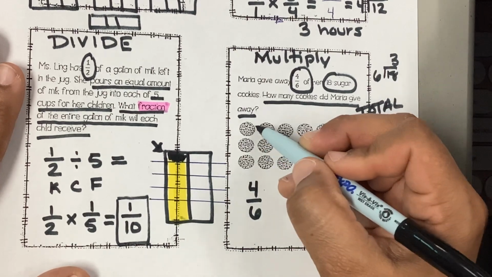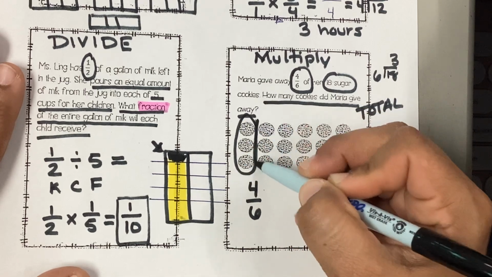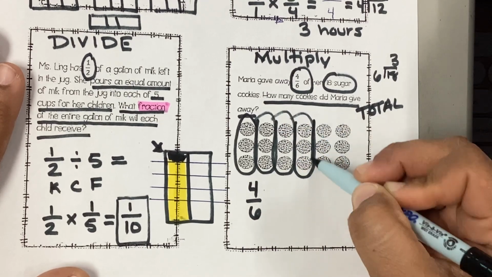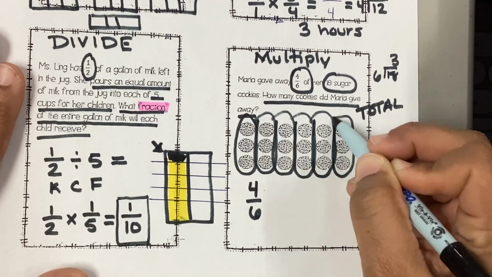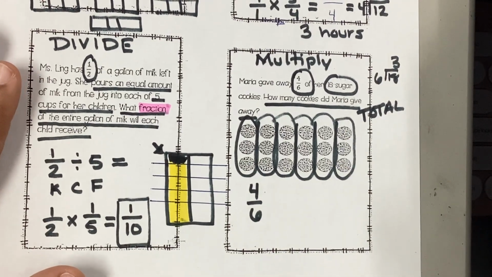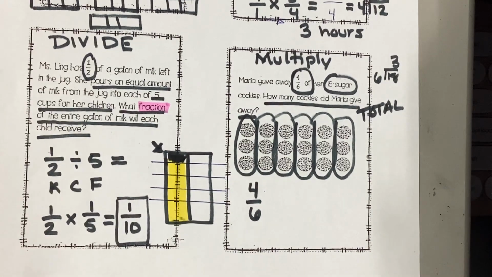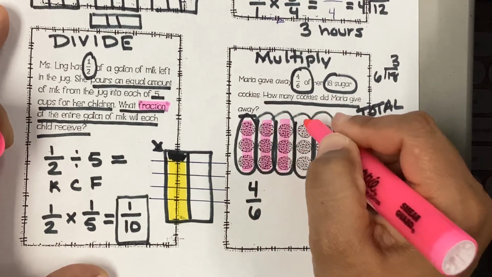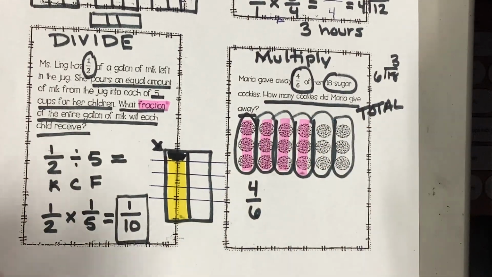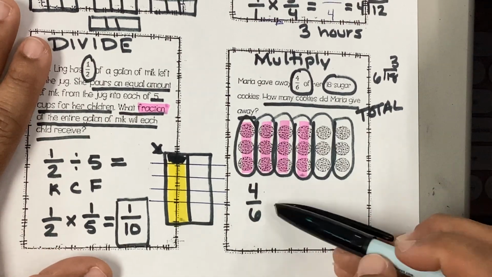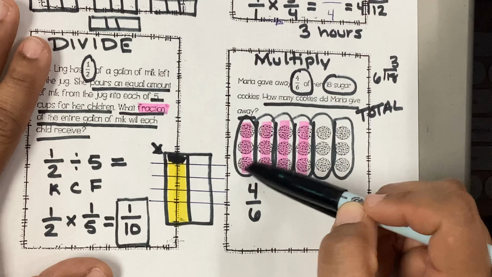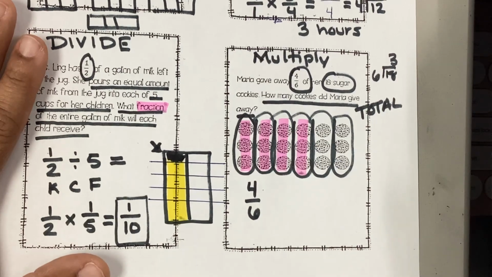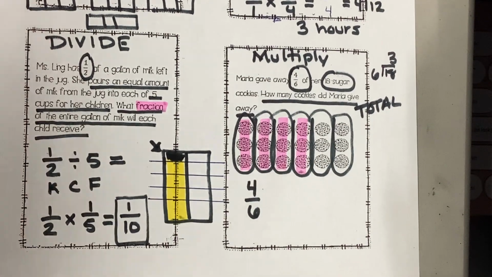So I have 1 group, 2 groups, 3 groups, 4 groups, 5 groups, 6 groups. Well, if we're going to do 4/6, I need 4 out of the 6 groups. So this is 1, 2, 3, 4. And all we need to do is figure out how many cookies that is. So if we count them, we have 1, 2, 3, 4, 5, 6, 7, 8, 9, 10, 11, 12. So Maria gives away 12 cookies.